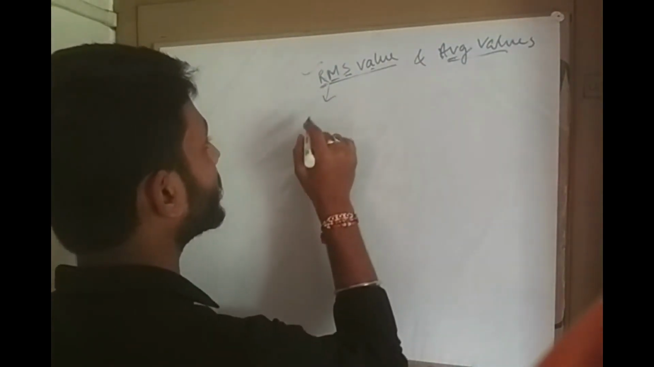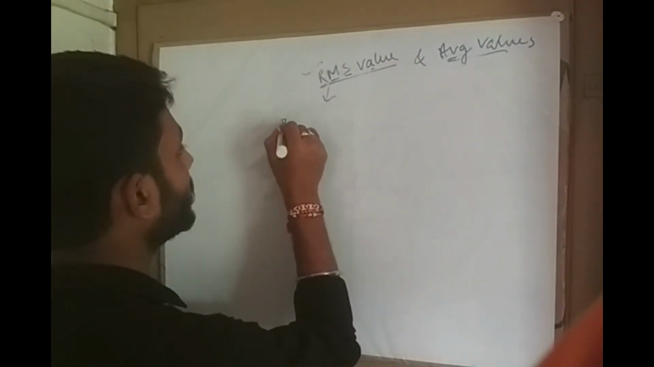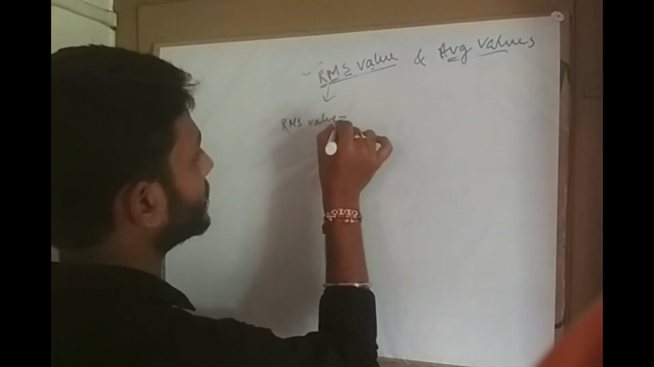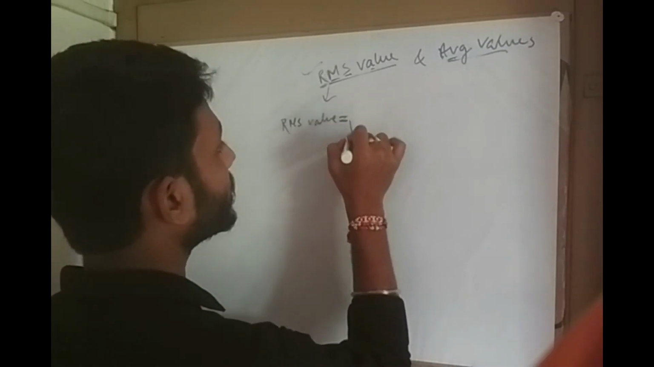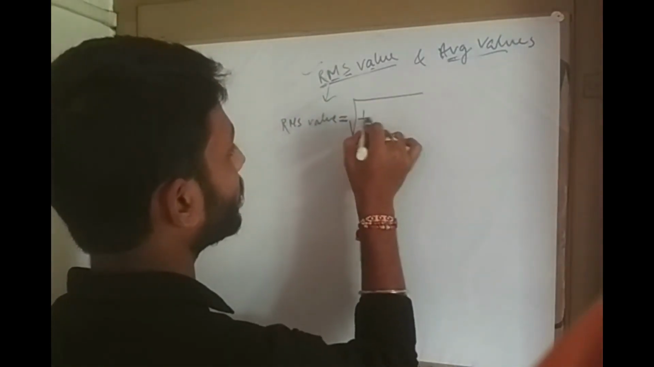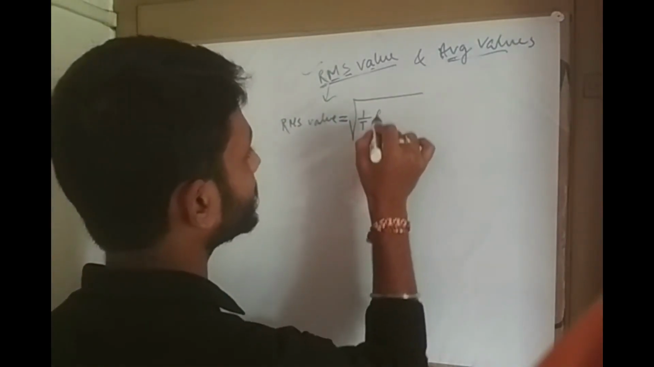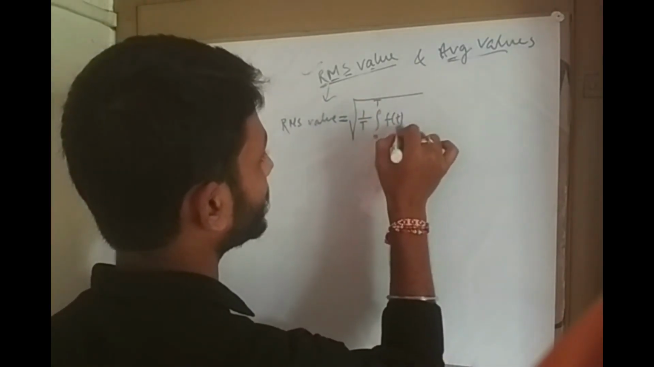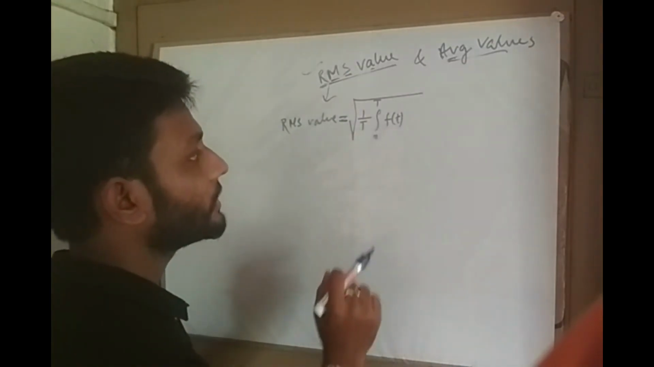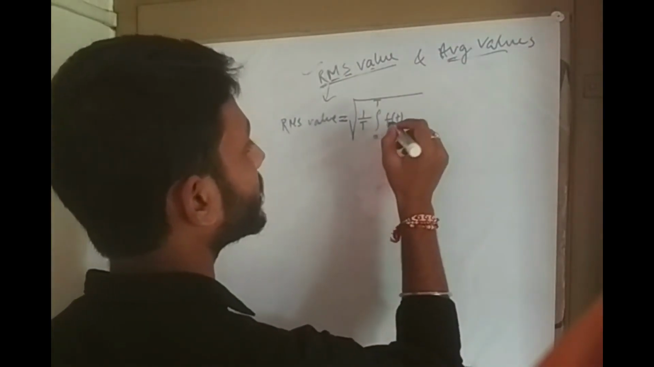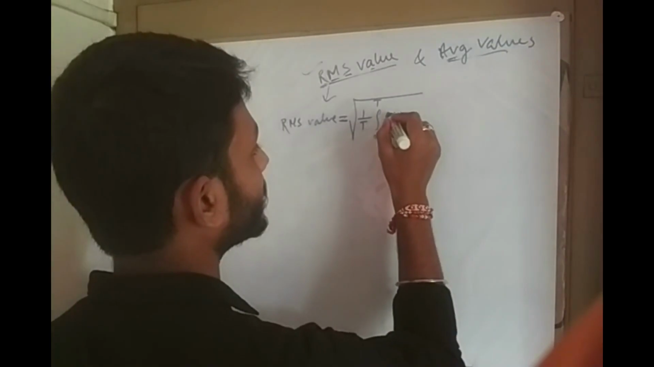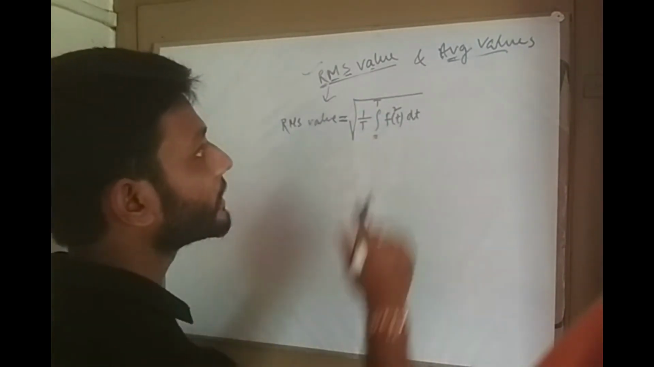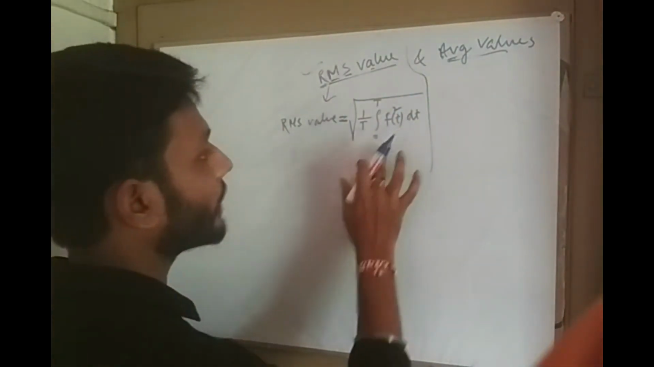Now if we see the actual formula of RMS value, it is nothing but root over of 1 by T integration over 0 to T of f(t) whole square dt. The function may be in terms of voltage or in terms of current. Okay, this is the RMS value formula.